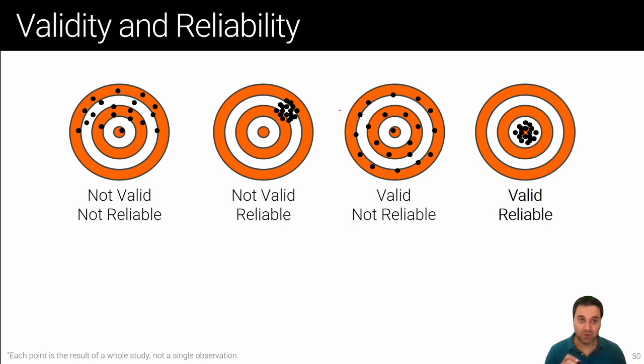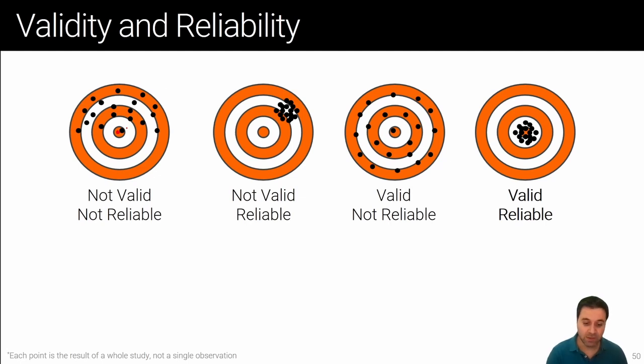So imagine that each of those points corresponds to the result from one study. So it's not just one single observation, it's one full study. And what we want to target is the bullseye, the center here of the target. And we have 4 possible options depending on validity and reliability.